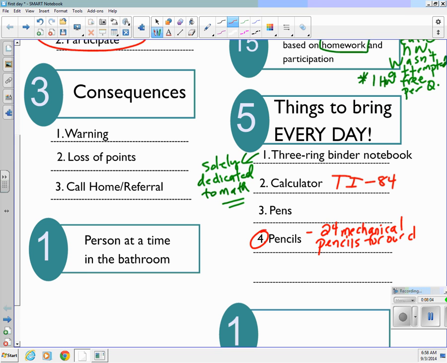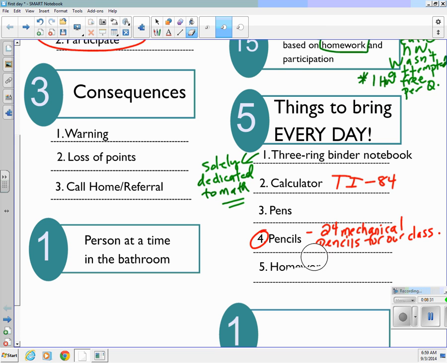What I do is I collect pencils at the beginning of the year because I know kids lose them. They don't bring them to class. They forget to bring them because they don't need a pencil for every subject. So I collect 24 mechanical pencils from each child. I leave them in the classroom so that we can use them throughout the year. But the expectation is that you bring your own pencils to school, but the pencils that I collect are really for times when you just forget.